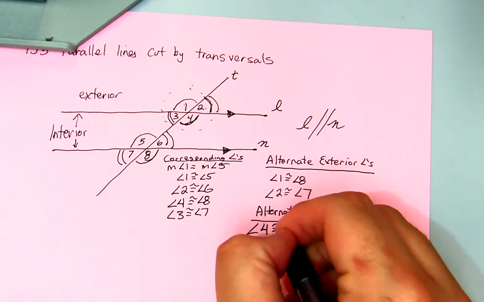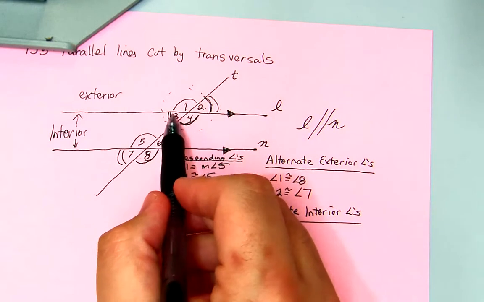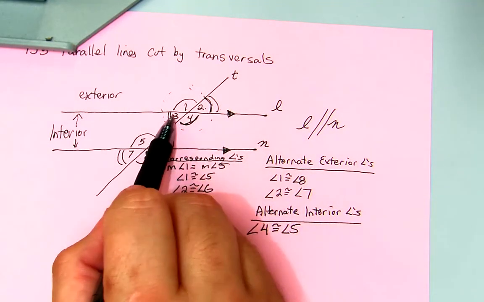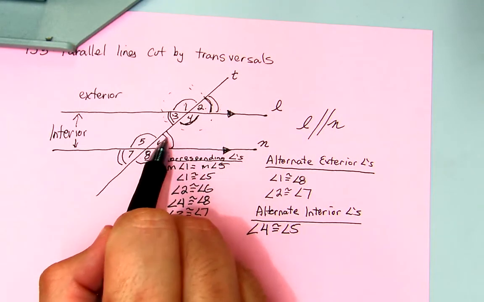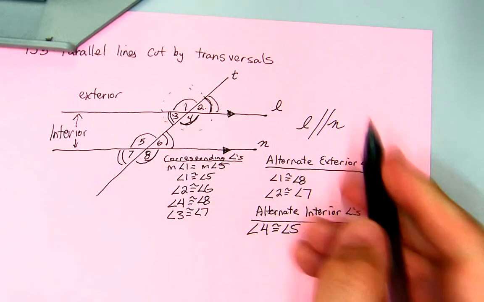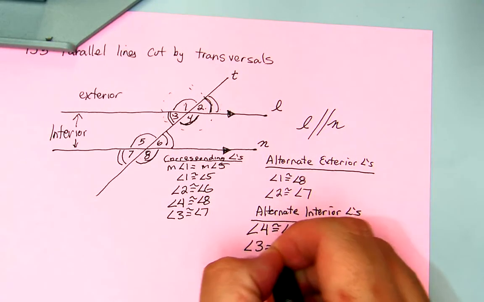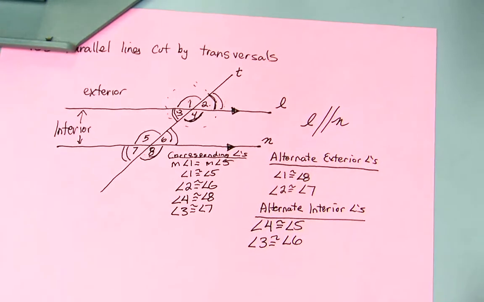Angle 4 is congruent to angle 5, and if I stick with 3, I'm in the top left, I go to the top right, and then I go to the bottom right. So angle 3 is congruent to angle 6.